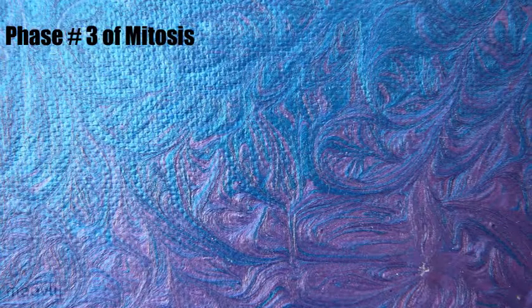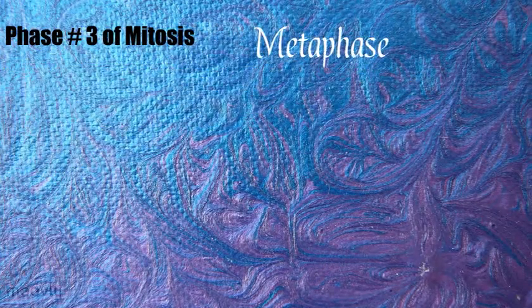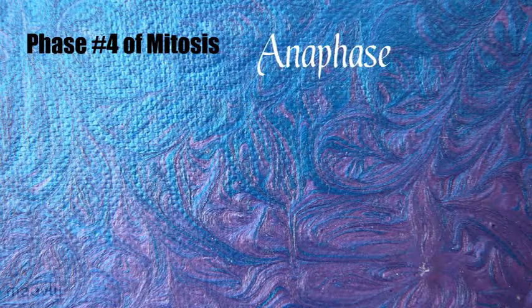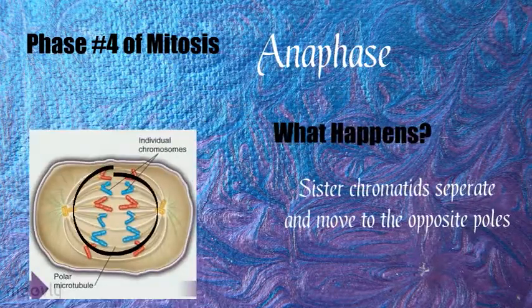After prophase, cells go into metaphase. In metaphase, the sister chromatids line up in a single line along the metaphase plate. The next phase after metaphase is called anaphase. In this phase, sister chromatids separate and move to the opposite poles.